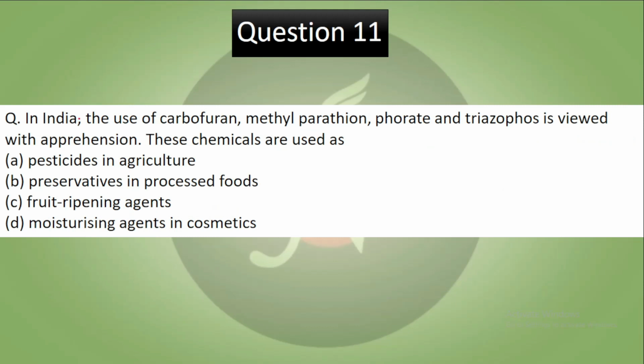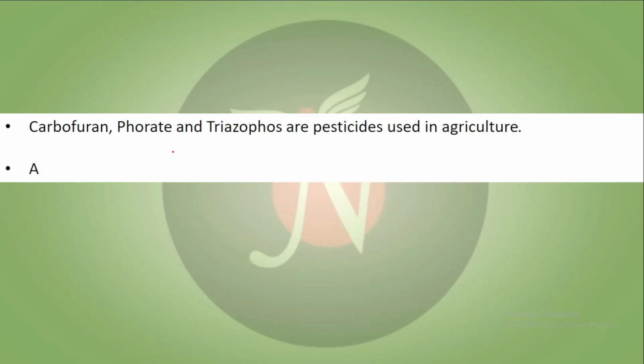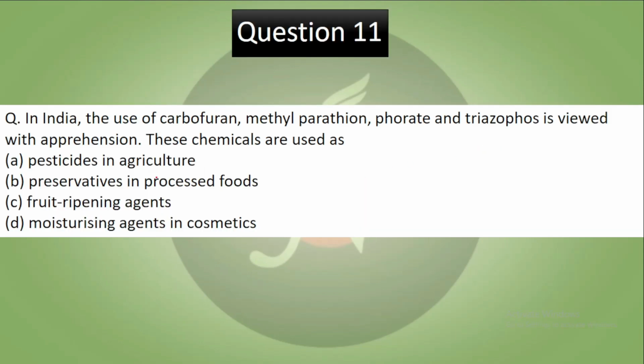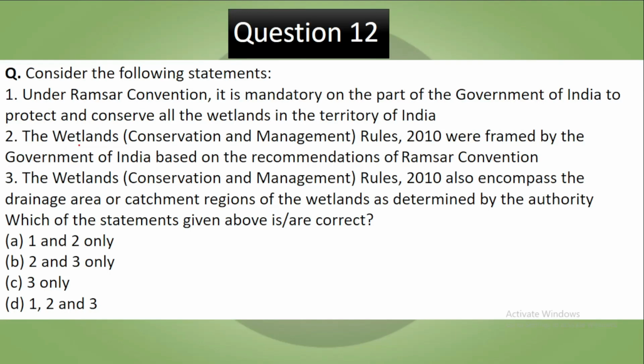Question 1. In India, the use of carbofuran, methyl parathion, phorate and triazophos is viewed with apprehension. These chemicals are used as pesticides in agriculture, preservatives in food products, food ripening agents, moisturizing agents in cosmetics. Pause the video, try to think about it. Now let's see the answer. So your correct answer to this is A, which is these all are pesticides which are used in agriculture.